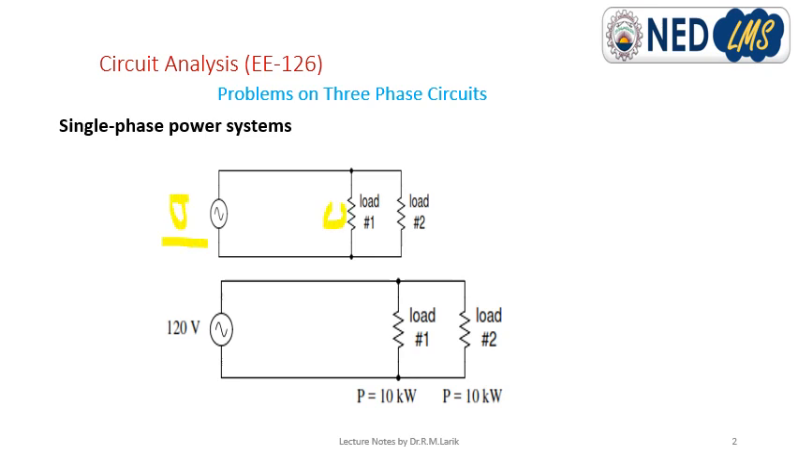This is a power station. This one is a user. So the power station supplies and the user uses. In this case, the supply voltage is 120 volts and each load is 10 kilowatts. The supply is connected, and the loads are connected in parallel to the supply.